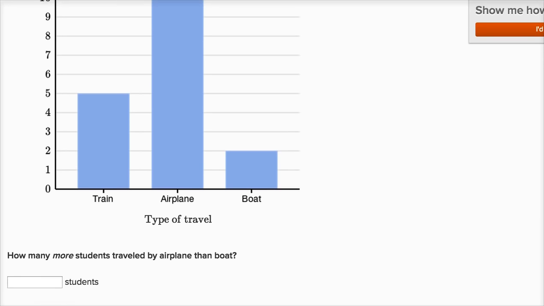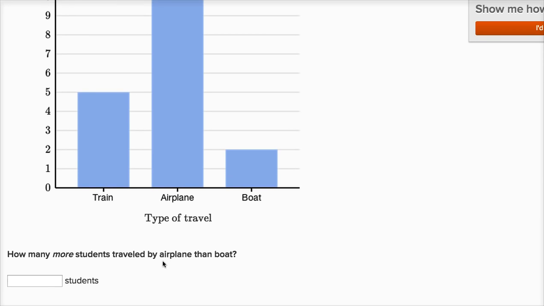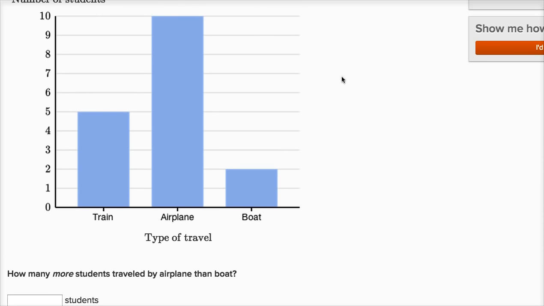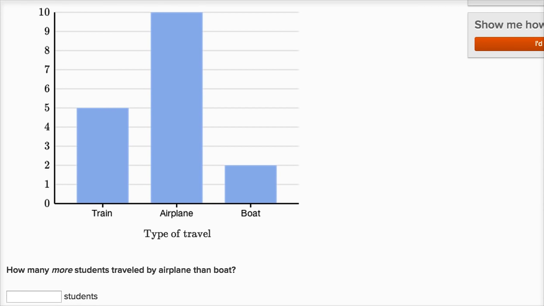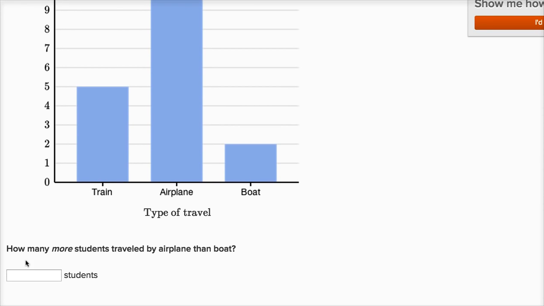And then we're asked, how many more students traveled by airplane than boat? Well, let's see. 10 students traveled by airplane, 2 traveled by boat. So how many more is 10 than 2? We could figure that out by saying, what's 10 minus 2? 10 minus 2 is equal to 8. 8 more students traveled by airplane than by boat.